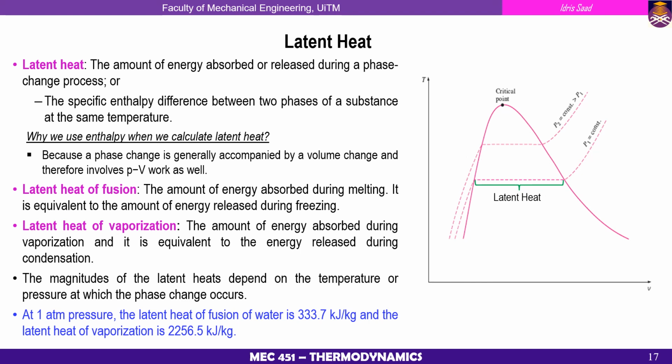As an example, at 1 atmospheric pressure, the latent heat of fusion of water is 333.7 kilojoule per kilogram of water, and the latent heat of vaporization is 2256.5 kilojoule for 1 kilogram of water.